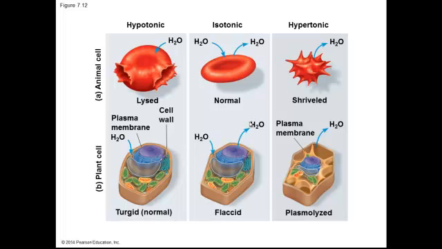A similar kind of thing happens in plant cells. The difference with plant cells is their shape is maintained by the cell wall, so they aren't necessarily going to burst. If you don't water your plants, the plants enter into what is called a plasmolyzed situation, where the membrane literally collapses from the cell wall and they become limp and they wilt and they can eventually die.